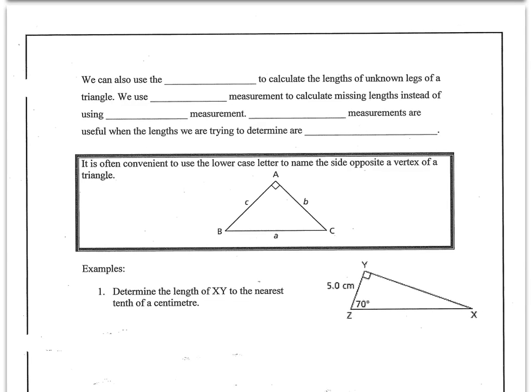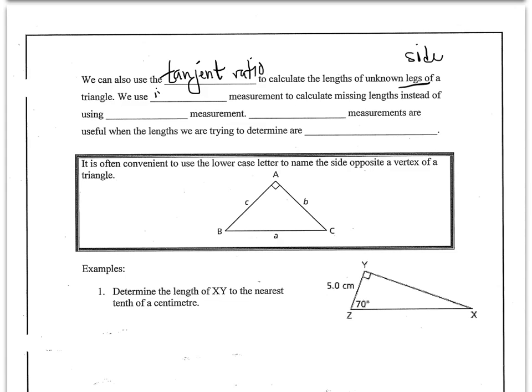We can also use the tangent ratio to calculate the lengths of unknown legs of a triangle. Legs are just the same as sides, the unknown or not known sides of a triangle.